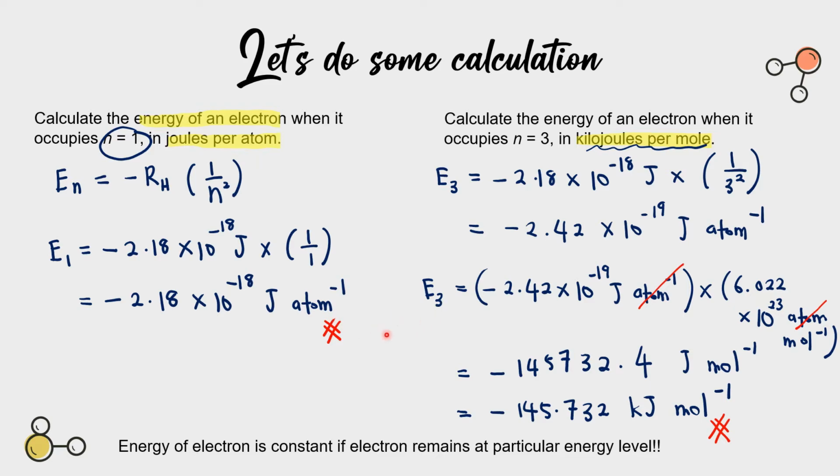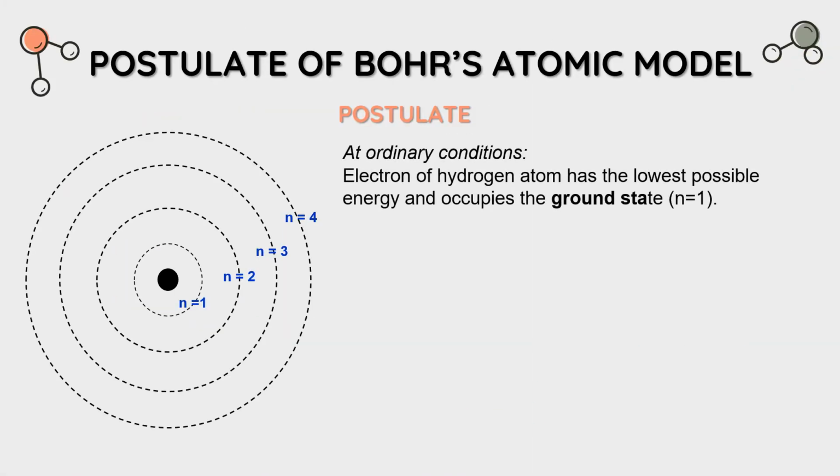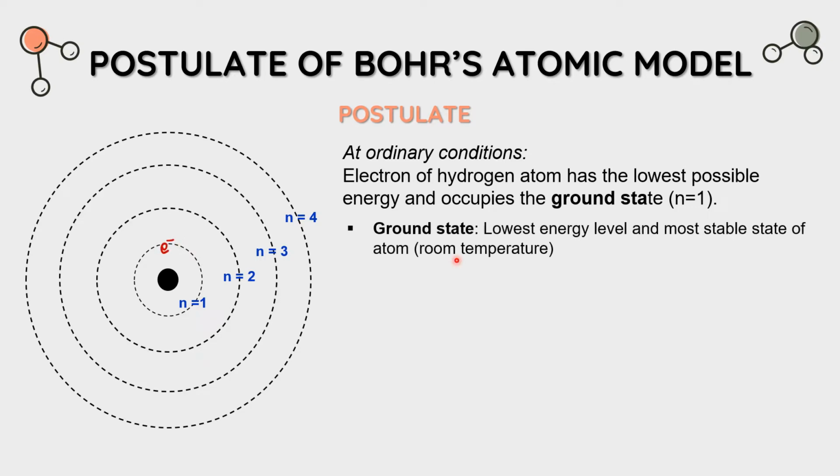From these two examples of calculation, I hope you can see the difference in calculation of the energy of an electron in joules per atom and kilojoules per mole. At ordinary conditions, the electron of a hydrogen atom has the lowest possible energy and occupies the ground state, n equals 1. Ground state is the lowest energy level and the most stable state of an atom, that is, at room temperature.